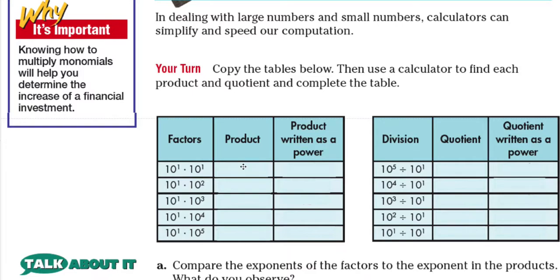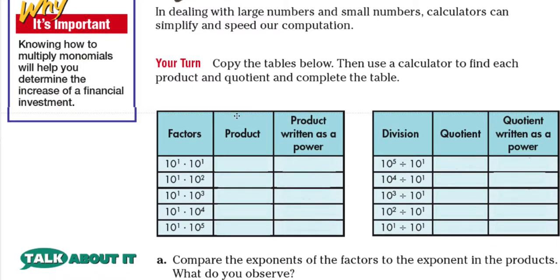In dealing with large numbers and small numbers, calculators can simplify and speed our computation. Copy the tables below, then use the calculators to find each product and quotient and complete the table. So if I get a calculator and multiply 10 to the first power times 10 to the first power, the product would be 100. And if I write 100 as a power, it will be 10 to the second power.